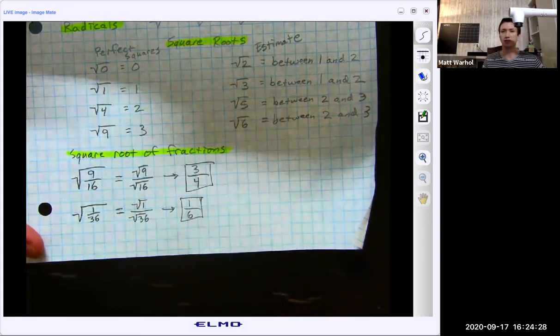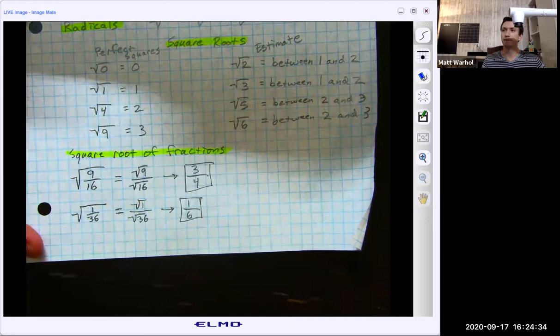And I think you could even change that to a decimal if you wanted to for some reason. But I don't think you need to. Okay. All right.